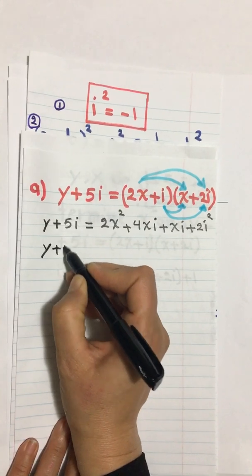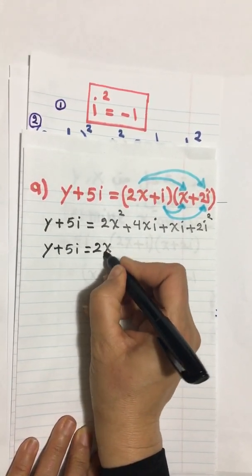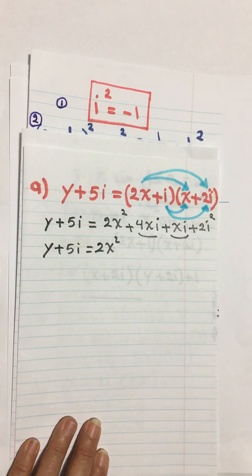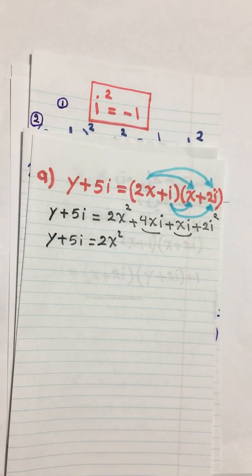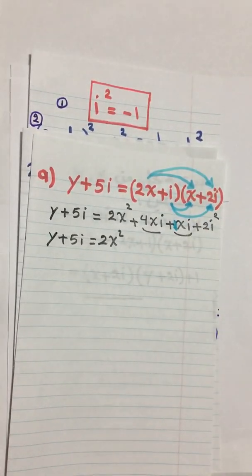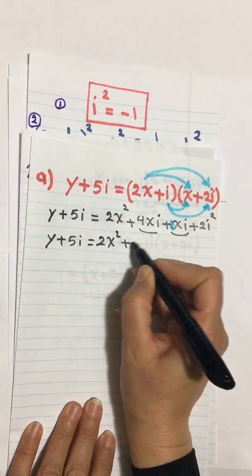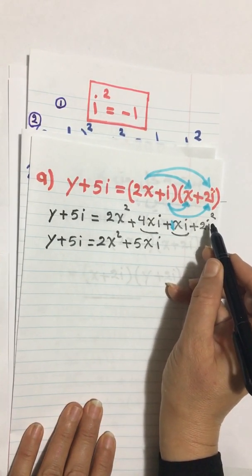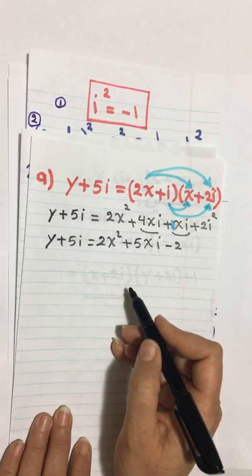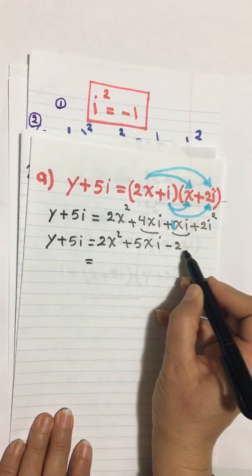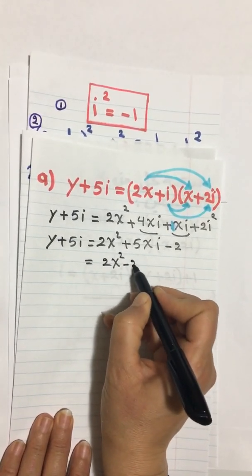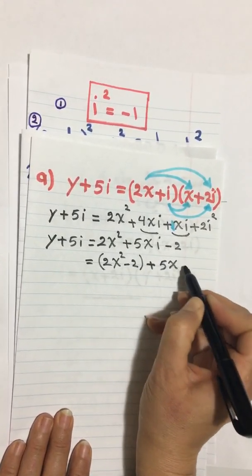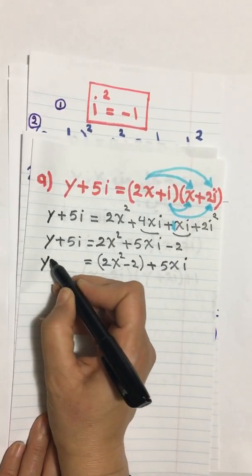y plus 5i equals 2x squared, 4xi, these are alike, حدود متشابهة. I'm going to add them. So I have 1xi right here. So 4 plus 1 equals 5xi. i squared equals negative 1. So this is going to be negative 2. Equals 2x squared minus 2. راح أجمع 2x squared minus 2. And I'm going to put these two terms in parentheses, plus 5xi. And the left side is y plus 5i.